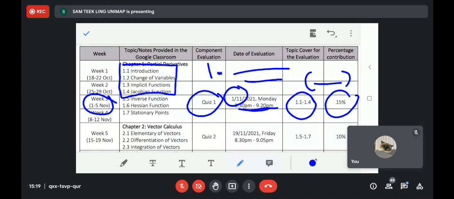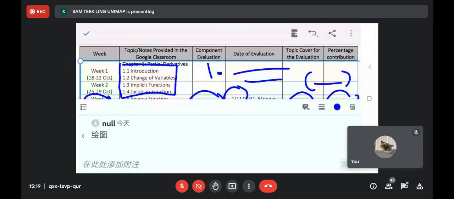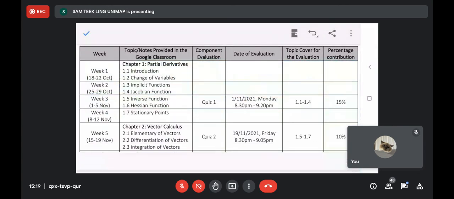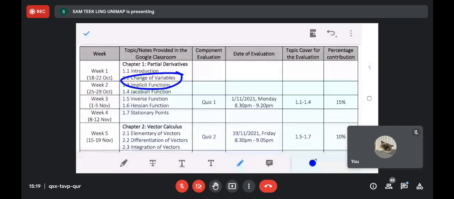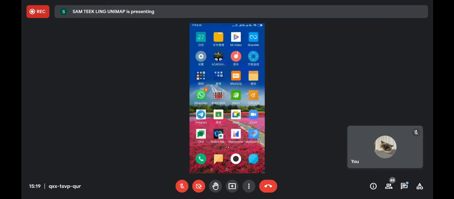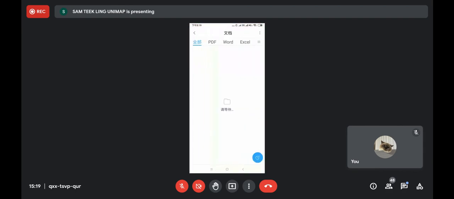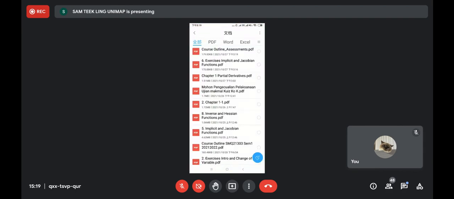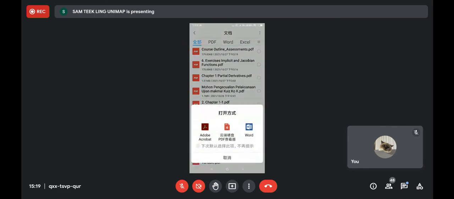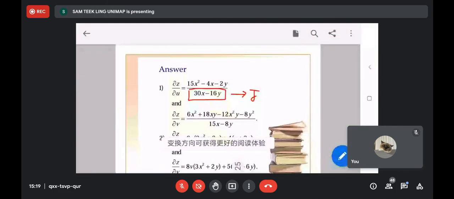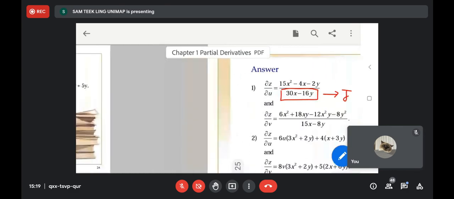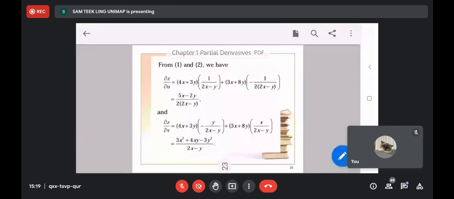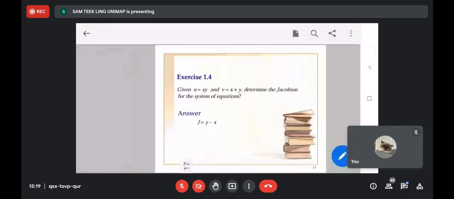So for example, change of variable. For example, here we have change of variable. Testing. So you can see, if they give you the question like this, change of variable. So we go back to change of variable.